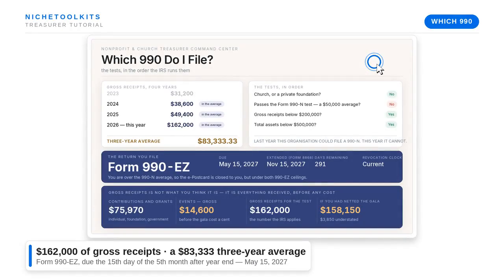$50,000 is not last year's number. It is a 3-year average. Cedar Hollow took in $31,203 two years ago, $38,602 the year before, and $49,400 last year.